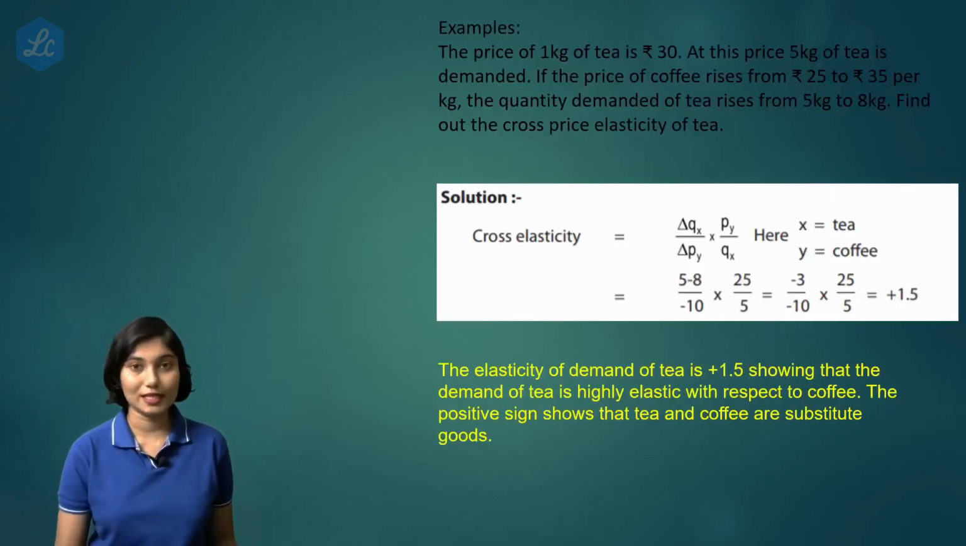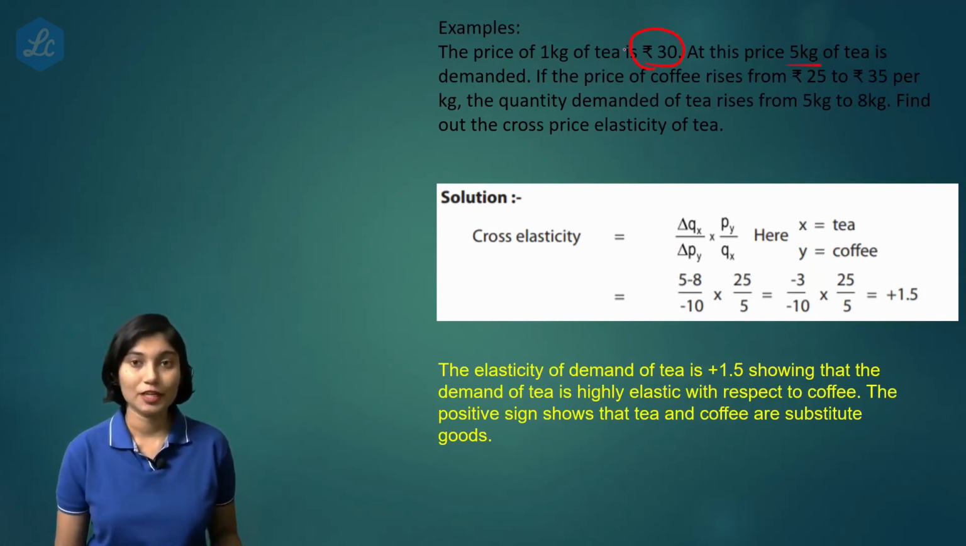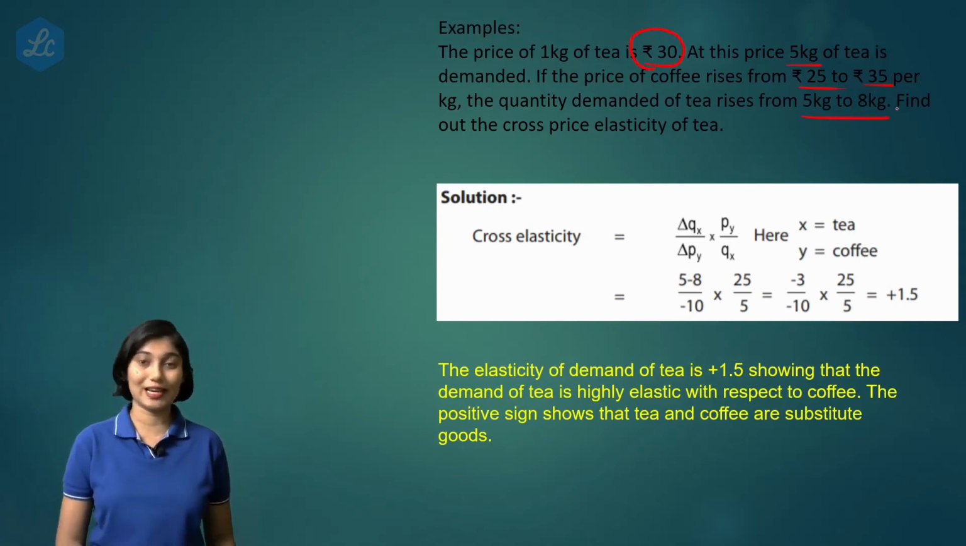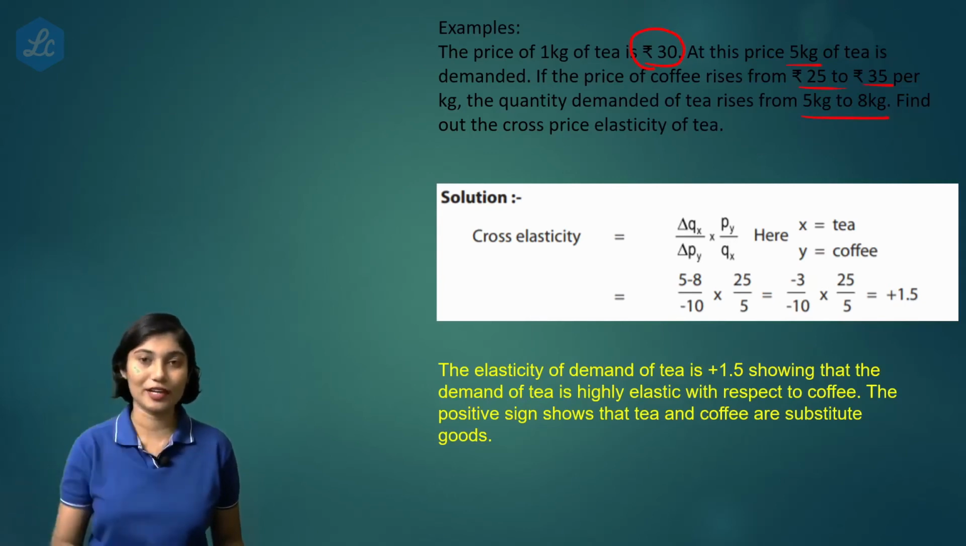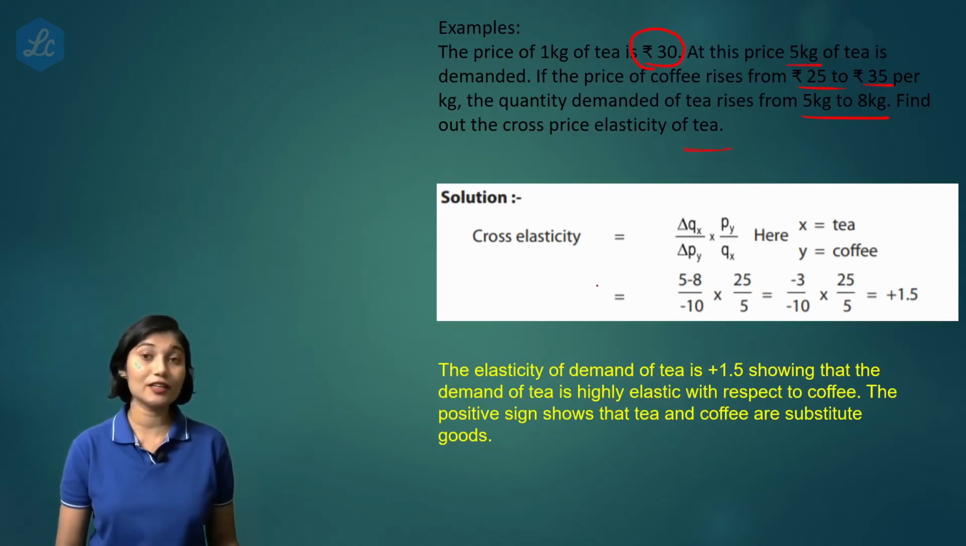Now, let us take an example. The price of 1 kg of tea is rupees 30. At this price, 5 kg has been demanded. Now, the price of coffee rises from 25 to 35. The price has increased. Quantity demanded of tea rises from 5 kg to 8 kg. Okay? Find out the cross price elasticity. Now, we already saw logic-wise what happens in the case of substitute goods. The quantity demanded of the other good will increase, right? Here they have asked for the coefficient also. You need to know the coefficient also here.